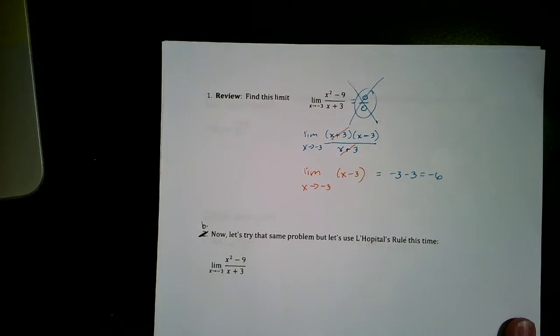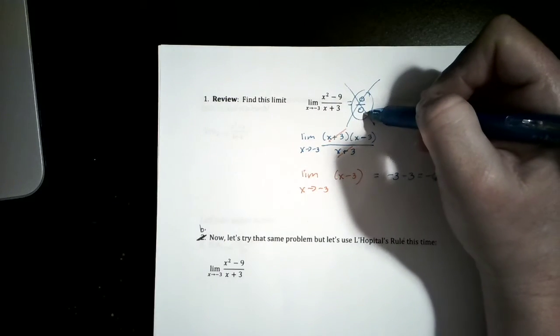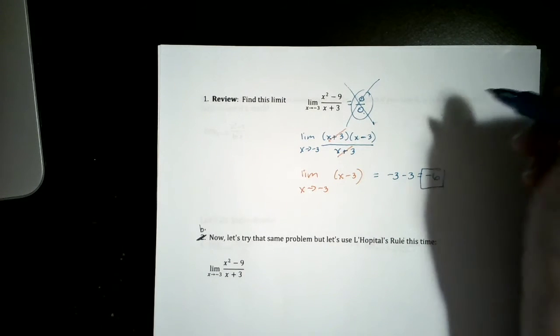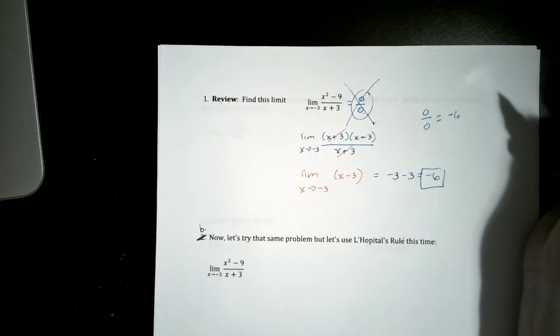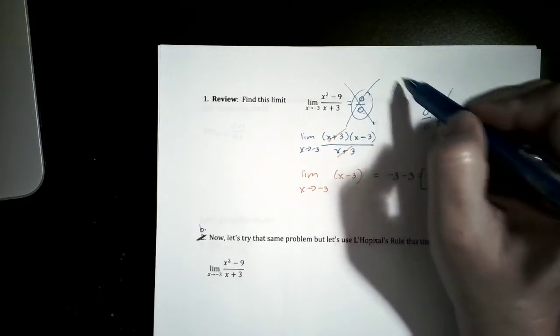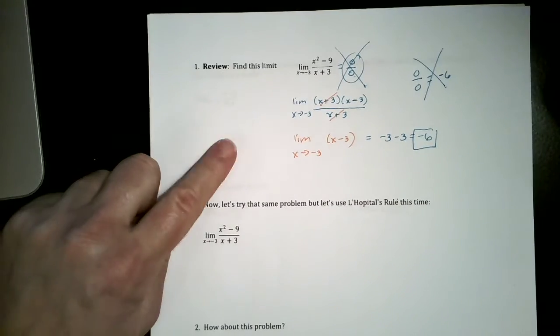So here's the issue they have on the AP exam. Suppose you were to write that this limit is equal to 0 over 0, but we just found that the limit is equal to negative 6. You're making a statement that 0 over 0 is equal to negative 6, and that is not a true statement. So you want to avoid doing this, okay?